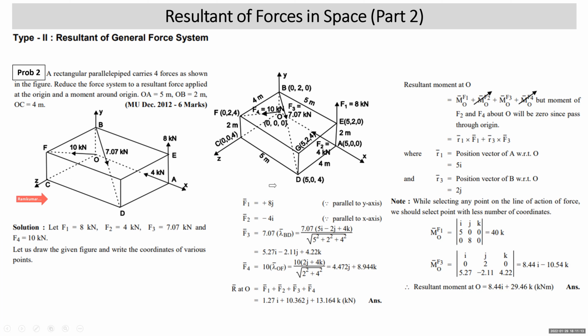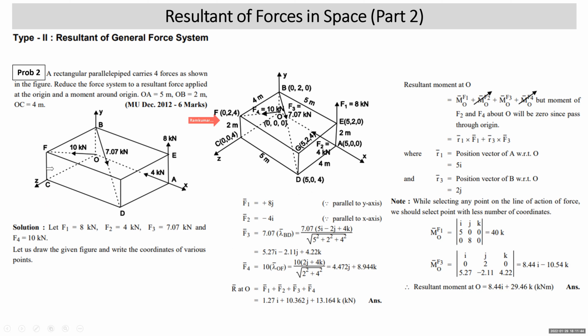After that, we'll write the coordinates of point D. Point D is lying in the xz plane, so the y coordinate is 0. The x coordinate is 5, the y coordinate is 0, and the z coordinate is 4: 5, 0, 4. After that, we come to point E. Point E is lying in the xy plane, so the z coordinate is 0. The x coordinate is 5, the y coordinate is 2, the z coordinate is 0: 5, 2, 0. Then we come to point B, which is already written. Point F.